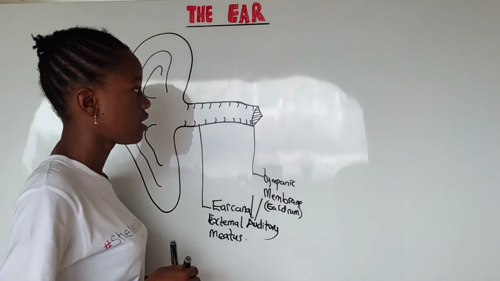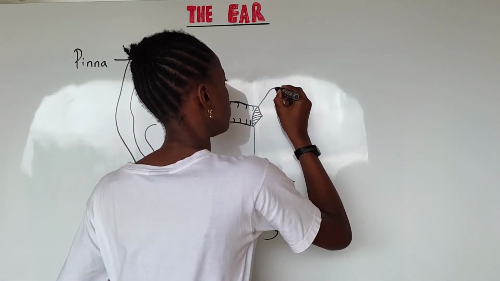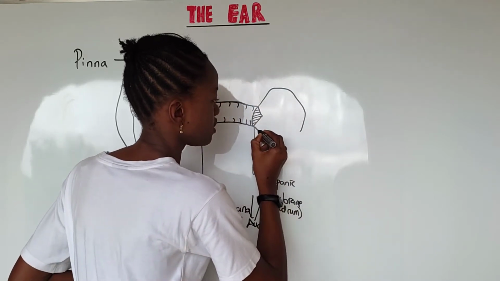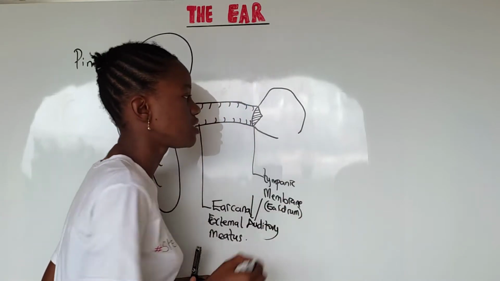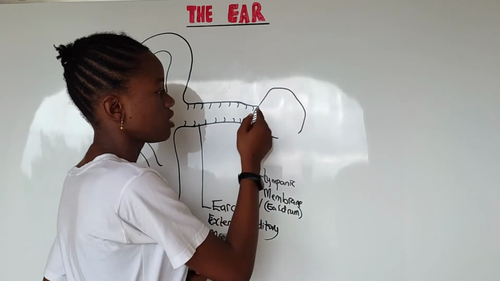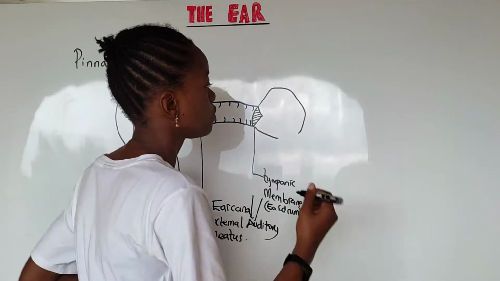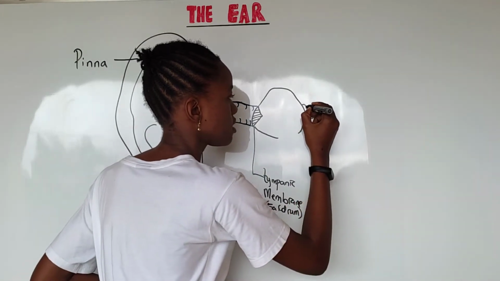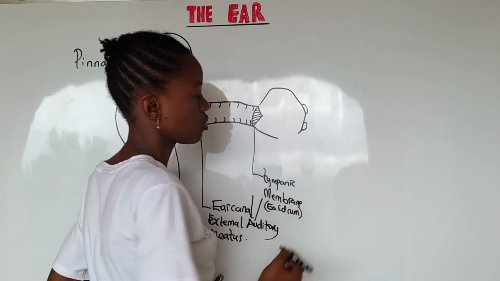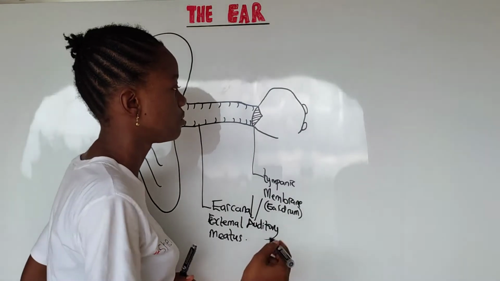The middle ear is a chamber that is filled with air. It is air filled, and it starts with the tympanic membrane at this side. On the other side, we'll notice that it has an oval window and a round window.